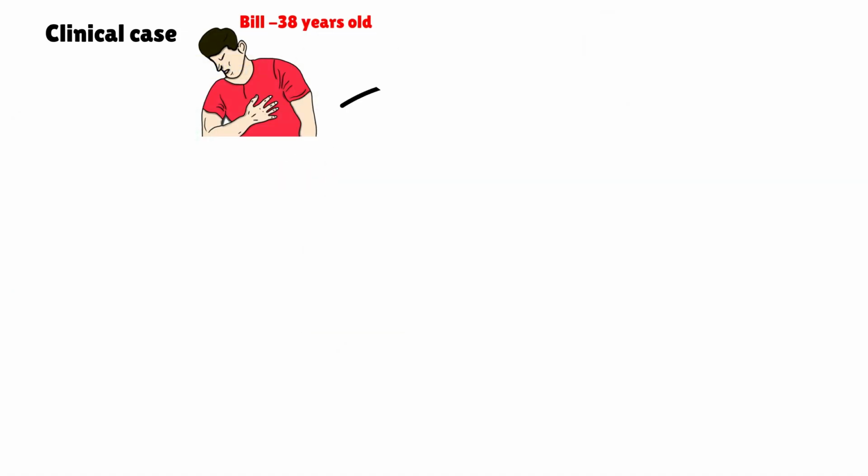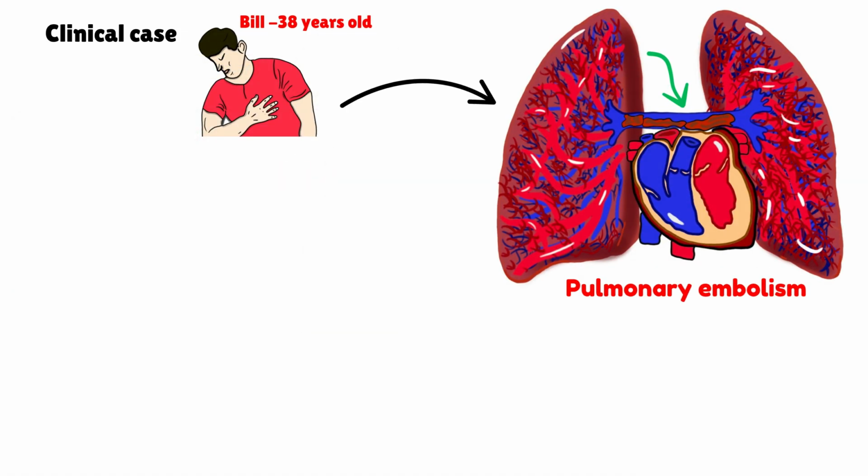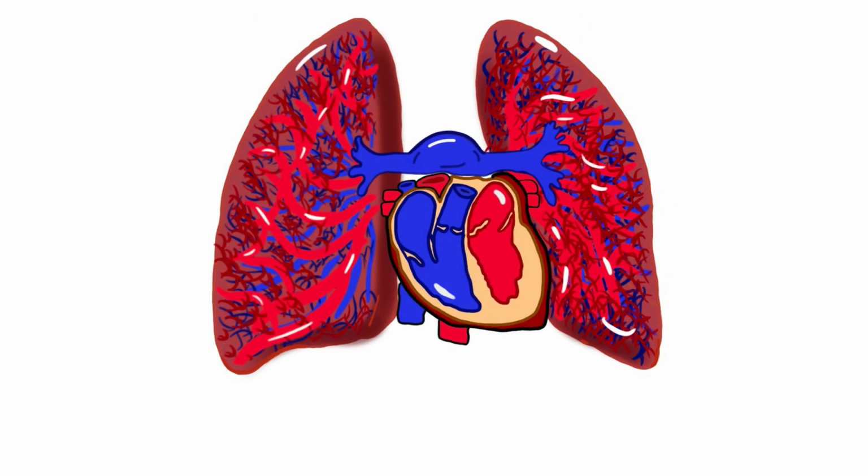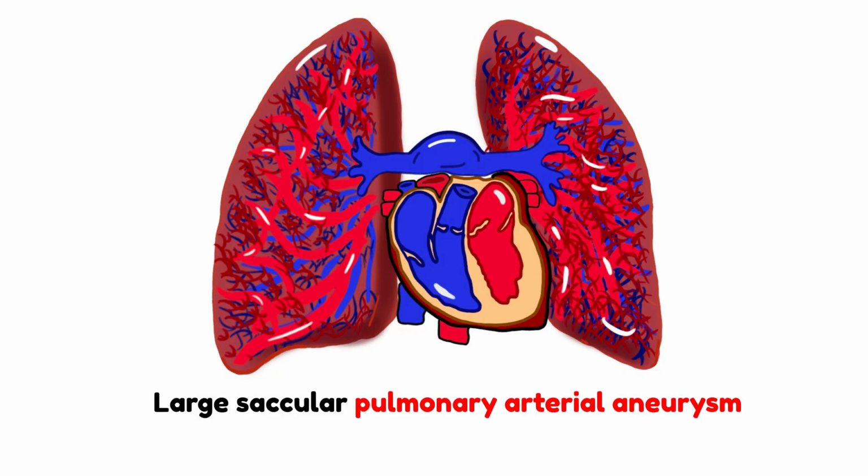The immediate differential diagnosis centers on pulmonary embolism. A computed tomography pulmonary angiography is performed, but instead of thrombus within the pulmonary arteries, the scan demonstrates a big saccular pulmonary arterial aneurysm, a vascular lesion with imminent risk of rupture.